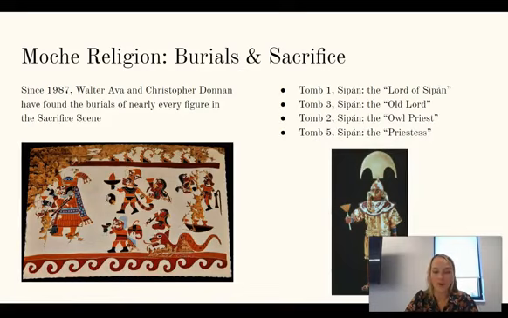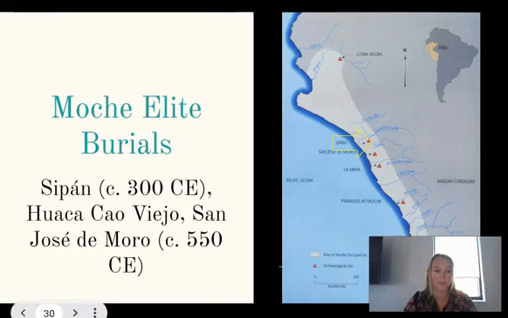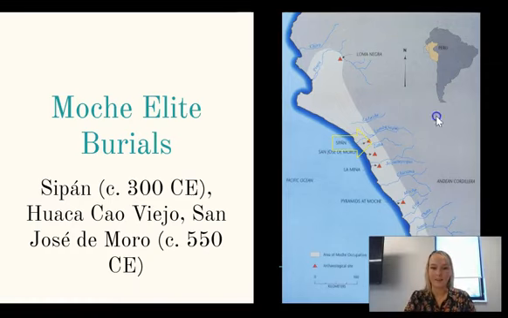All right, so let's talk about some of those burials and sacrifice that we see correlating with these characters from the so-called sacrifice scene. Since 1987, Walter Alva and Christopher Donnan have found the burials of nearly every figure in the sacrifice scene. At Tomb 1 in Sipan, we have the remnants of an individual with the regalia of the Lord of Sipan. At Tomb 3 Sipan, we have the Old Lord. At Tomb 2 in Sipan, we have the Owl Priest. At Tomb 5 in Sipan, we have the Priestess, and we also have the Priestess in San Jose de Moro and Huaca Cao Viejo as well. But first, let's take a look at Sipan.